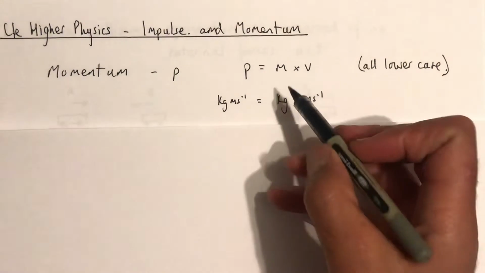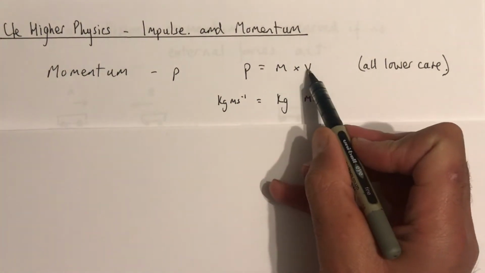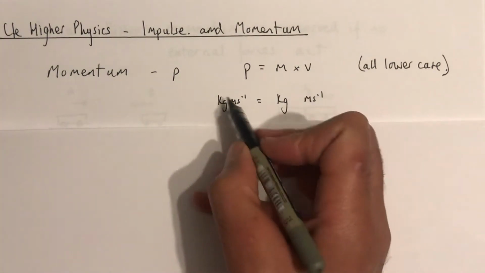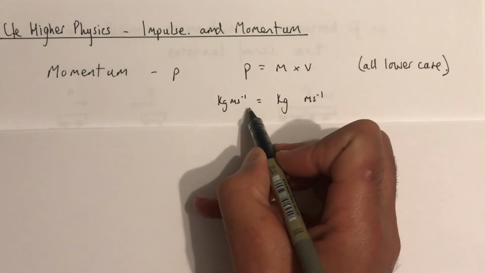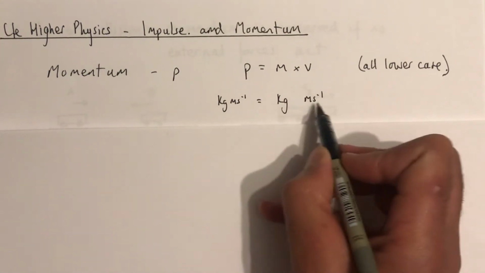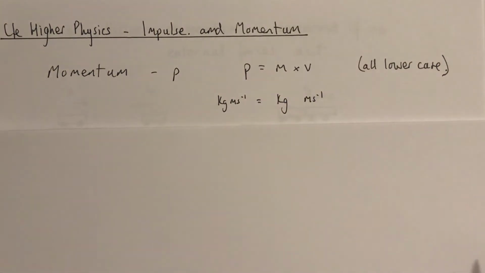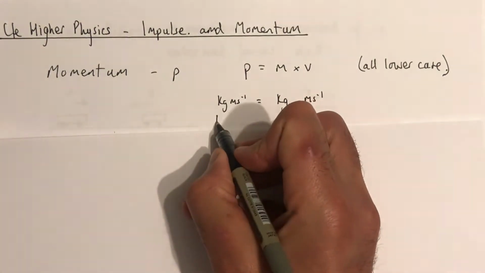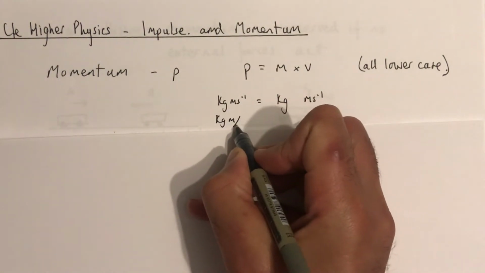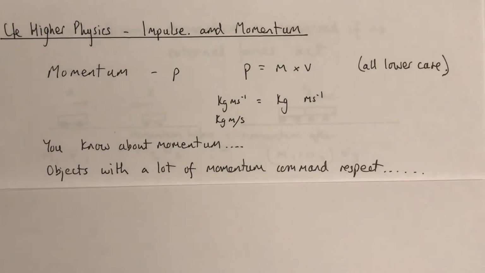In terms of units, because the mass is in kilograms and the velocity is in meters per second, the unit of momentum is kilogram meters per second because you're multiplying along the line. So those kilogram meters per second, which of course, if you do meters per second the other way, it could be kilogram meters per second like that.